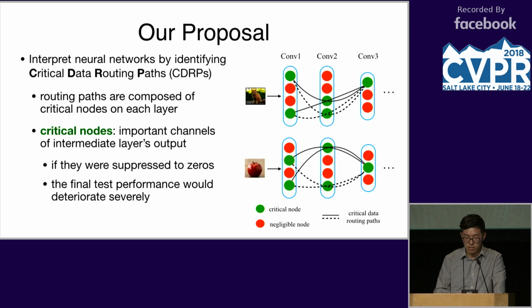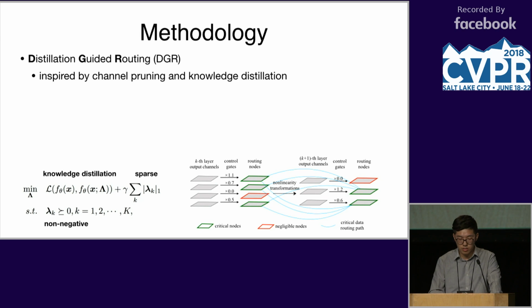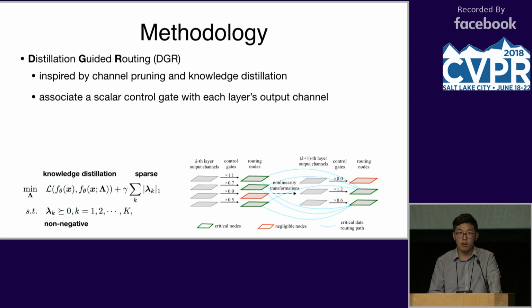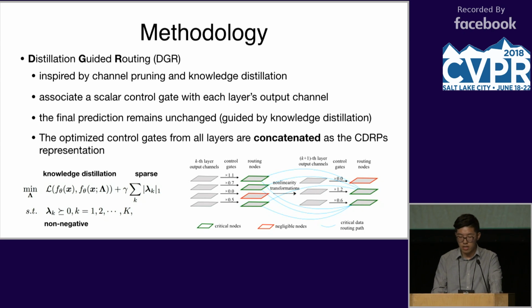To efficiently discover the CDRPS, we developed a distillation-guided routing method. Inspired by channel pruning and knowledge distillation, we associate a scalar control gate to each layer's output channel to learn the optimal routing path for each individual sample. The optimization objective is to ensure that the subnetwork outlined by the CDRPS preserves the knowledge of the original model. The final identified CDRPS can be represented by concatenating the optimized control gates from all layers, which can be regarded as a new form of activations.